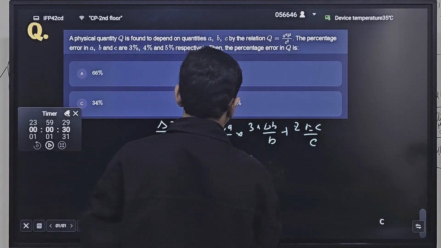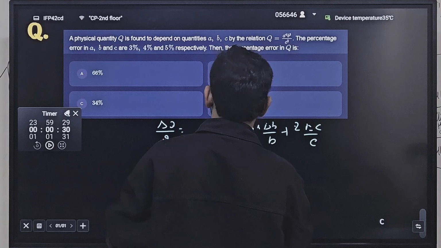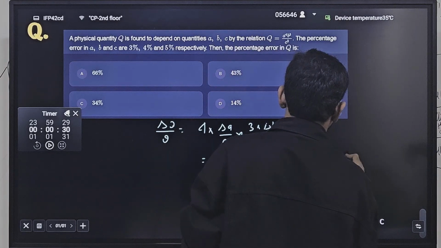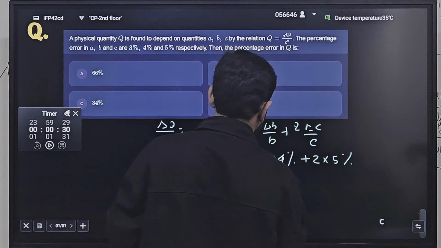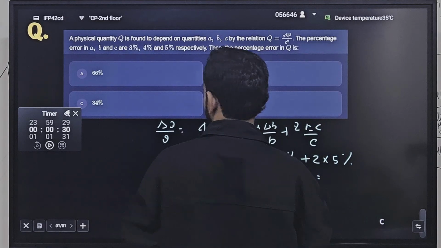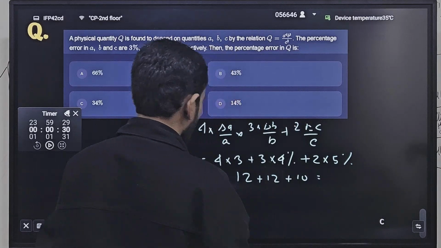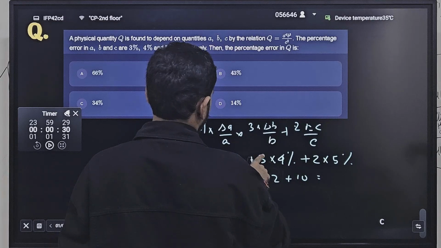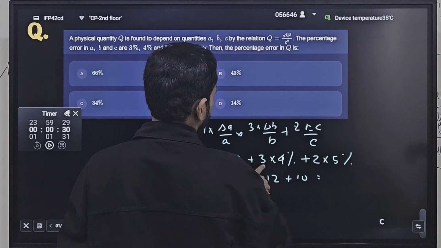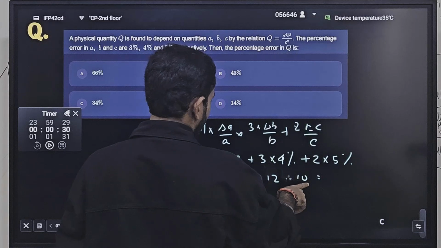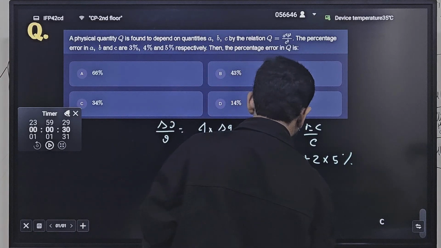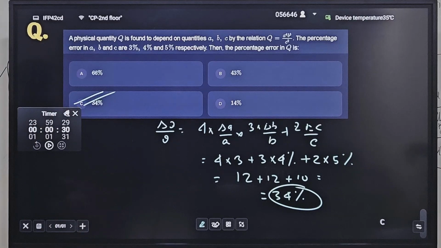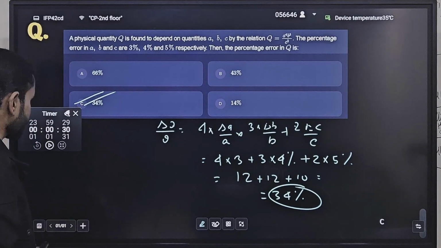Delta A by A, that means 3% is there, plus 3 into delta B by B, that means 4%, plus 2 times of 5%. How much is it? 12 plus 12 plus 10. That means how much will it become eventually? Check it properly. 4 into 3 percentage error, 3 into 4, and here 2 times 5, that means it will become 10. It will become 12. How much is it total? 34%. Which option is correct? The option is correct. Again, an easy kind of question based on the errors.